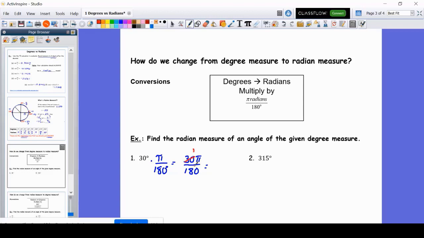30 goes into 30 once, and 30 goes into 180 six times, and this would give me pi over 6. Now, some of you out there are saying, oh, I hate fractions. I hate simplifying fractions. All right, if that's you, see that 30 pi over 180? You're going to go to your calculator.